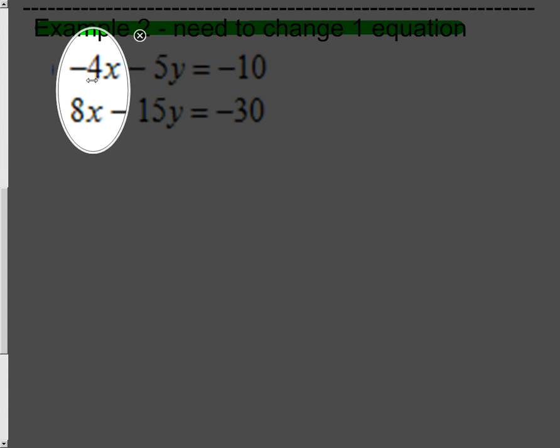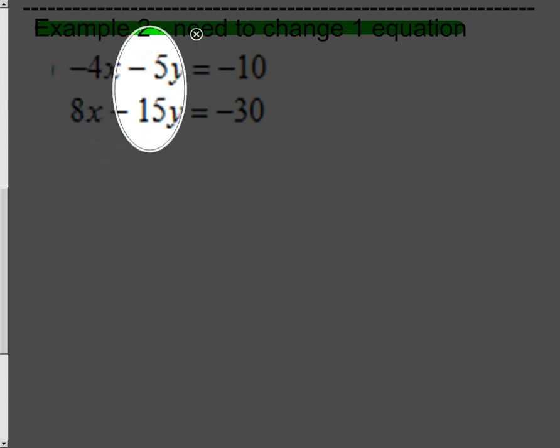So if I could make that a negative 8x, life would be good. I could also make this a positive 8x, and if I subtracted them, 8x minus 8x, that would make them go away. If I look over here, if I could make this into a positive 15y, I could add it to the negative 15y, and that would make it go away. Or I could also just leave this as a negative 15y. Negative 15y minus negative 15y would make it go away.